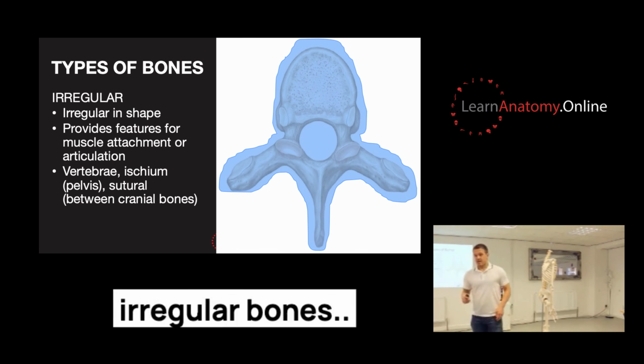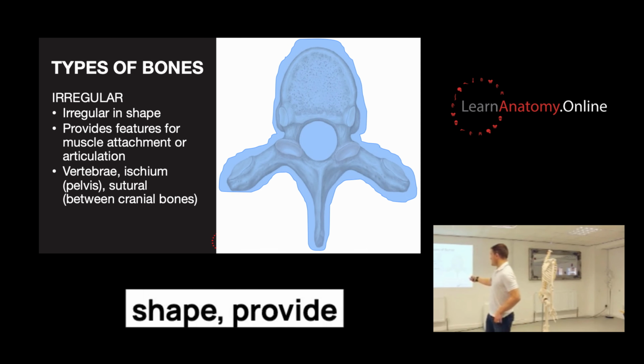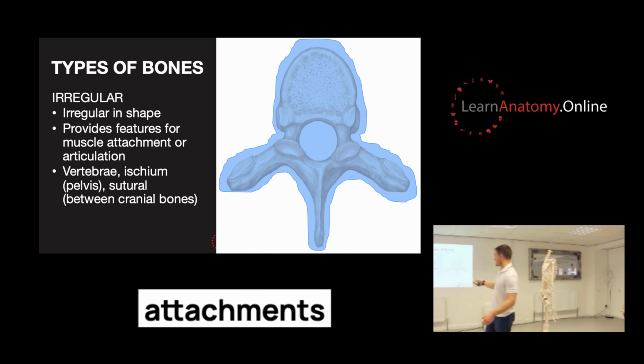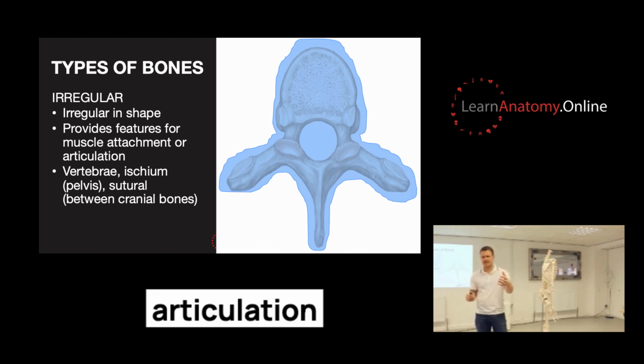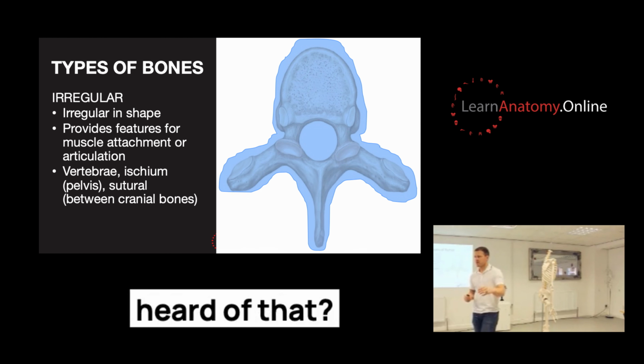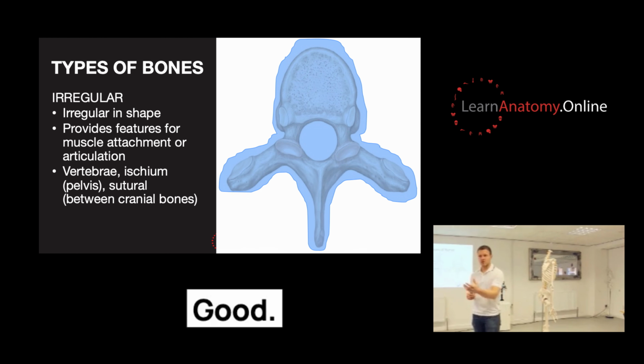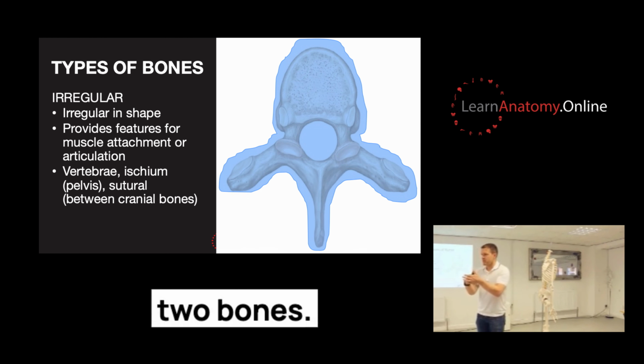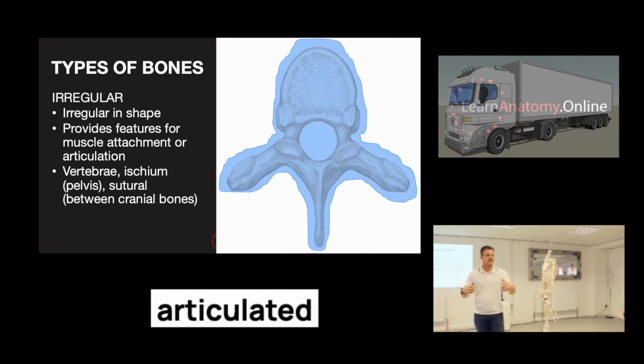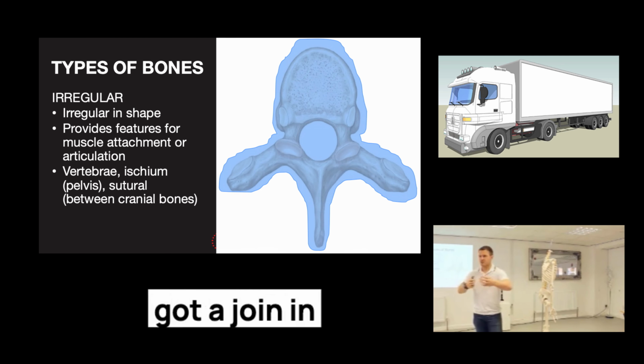Then you have irregular bones. These are irregular in shape, and provide features for muscle attachments or articulation. What does articulation mean? Have you heard of that? Movement between two. Yeah, good. So it's the joint between two bones. If you think about an articulated lorry, then it's got a joint in the middle.